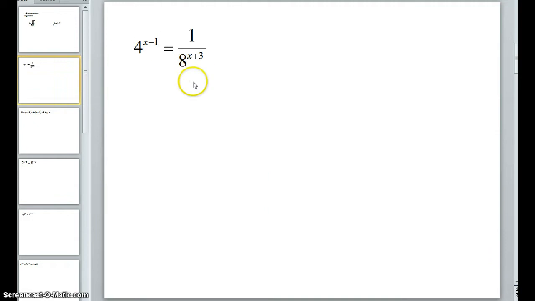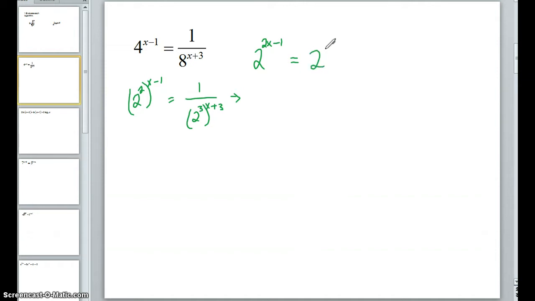So we had to solve this equation, so the next few are solve these equations. Now for this one here, we're going to want to make sure that these bases can be set to be the same. 4 is 2 squared, and 8 is 2 cubed. So that's going to give me 2 to the 2x minus 1 equals, again, don't forget that this is a negative power because it's in the denominator. So I'm going to have 2 to the negative, and then we're going to multiply these together. So we've got 3x plus 3.